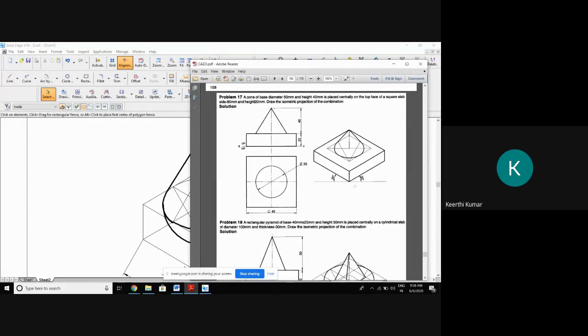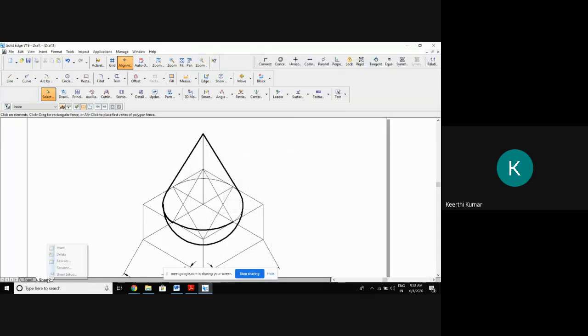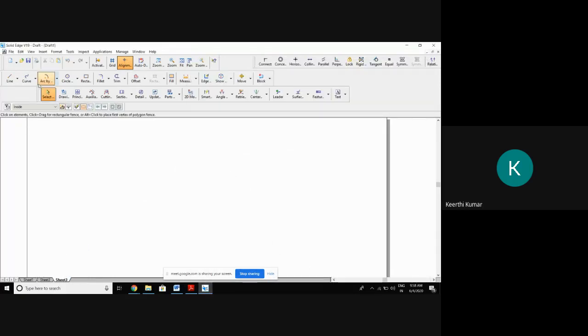Okay. Now I'll go for this. A regular rectangular pyramid of base 40 and height 60 is placed centrally on a cylindrical slab. So we came to know what the base solid is. What is the base solid? Cylinder.